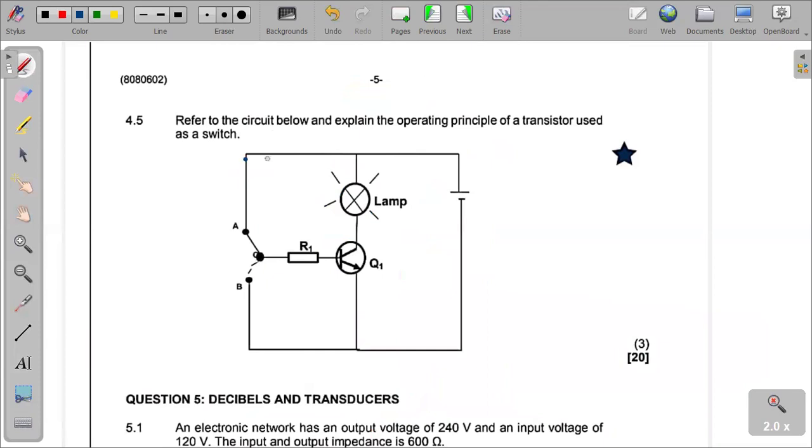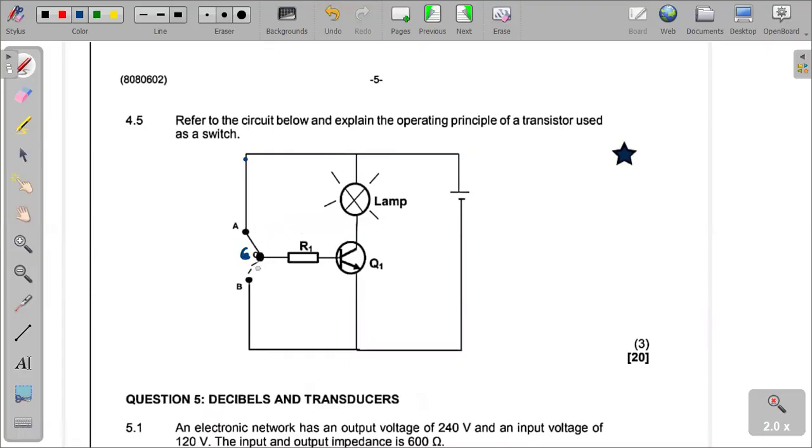As a matter of fact, this is the circuit diagram. This is the diagram of the operation of the transistor as a switch. In explaining, this is C here.